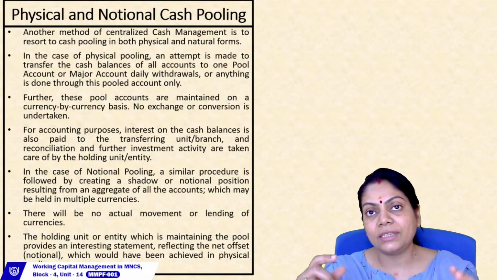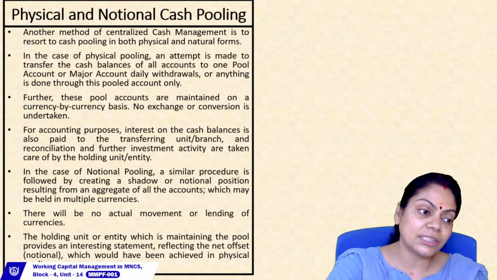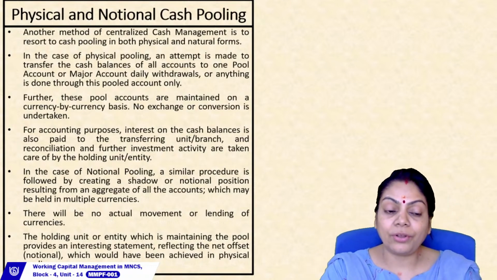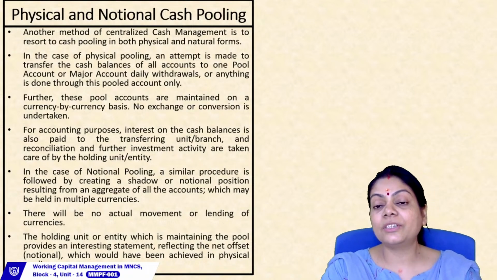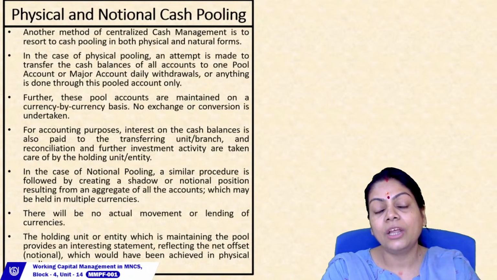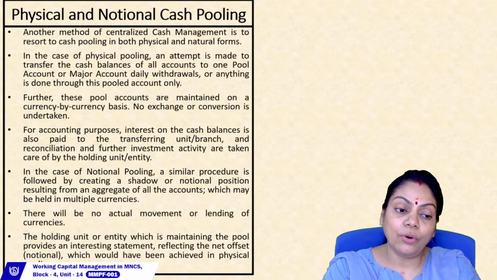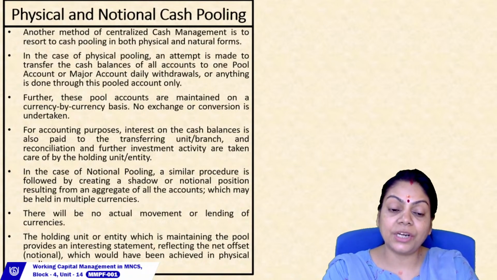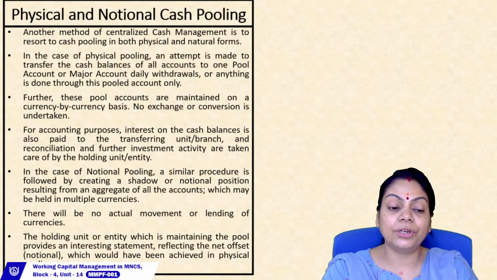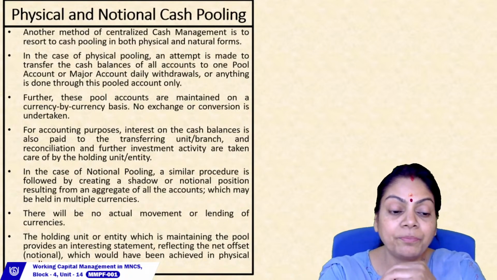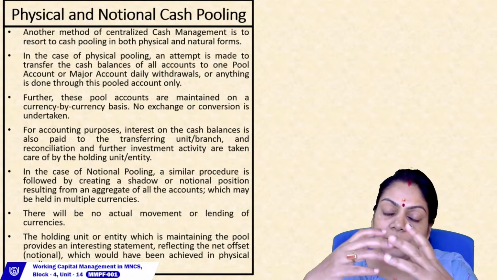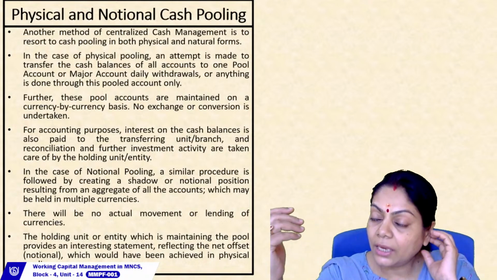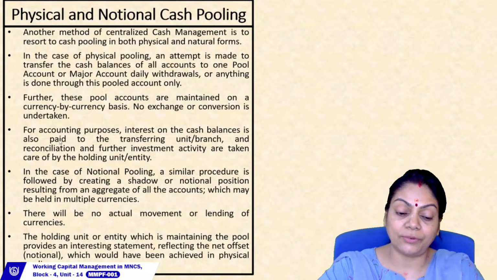See, when there is no actual movement of cash, that means cash is not coming from one drawer to the other drawer, there is no actual lending taking place, we call that a notional cash pooling. Now the holding unit or entity which is maintaining this particular pool provides the interest statement that reflects the net offset position, obviously the notional offset position, because the actual transaction of cash doesn't take place here. What you could have done in physical pooling, the same thing is replicated by the notional pooling as well.